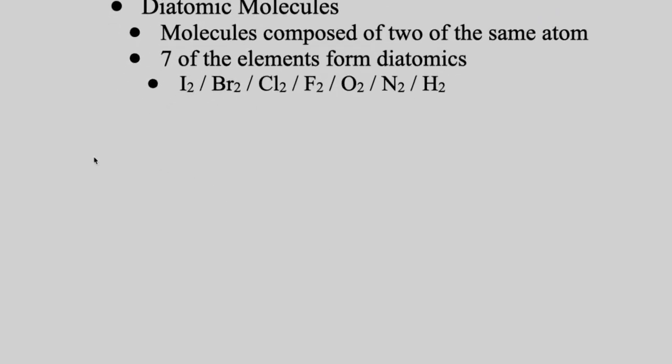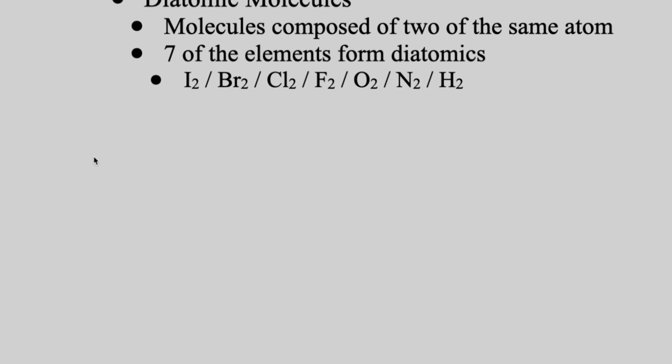Guys, iodine is so reactive that you'll never find it by itself. Bromine, same thing. Chlorine, same thing. Fluorine, same thing. And not surprisingly, fluorine's the most electronegative element on the periodic table. And then also oxygen, nitrogen, and hydrogen. You will never find these by themselves. They'll bond to something else, or they bond to each other.